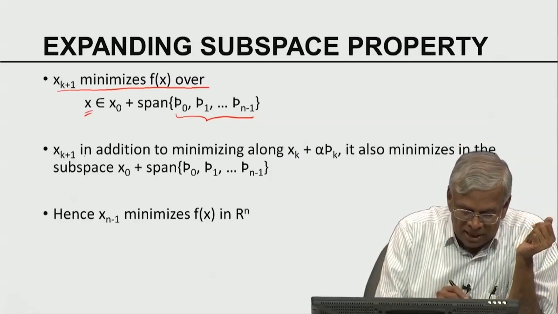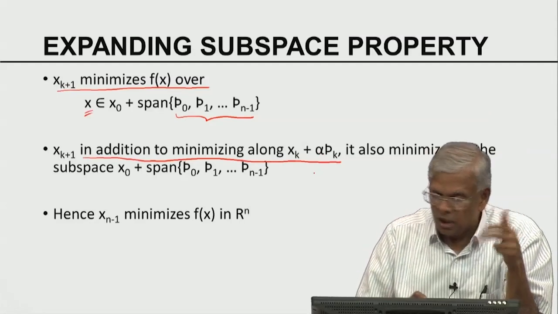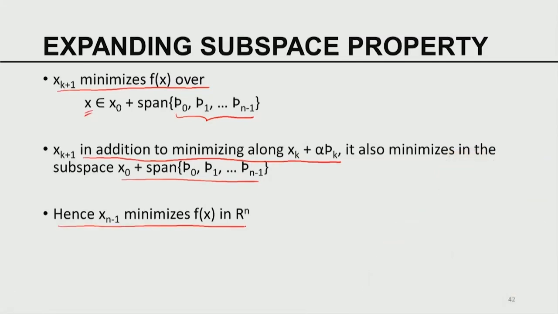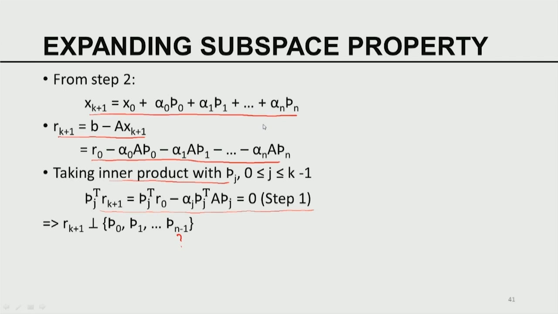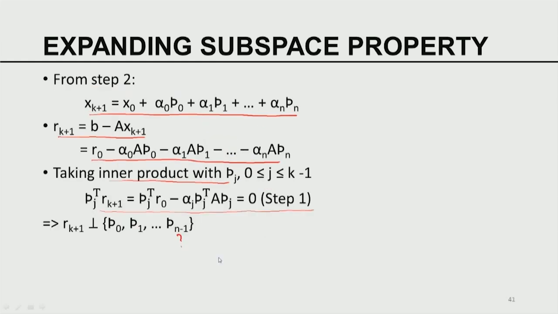So what is the basic idea? In addition to minimizing xk plus alpha pk, it also minimizes over the subspace. Therefore, xn minus 1 minimizes f of x over Rn. I believe this must be k. That's the correct way to look at it. I also believe this must be k. That is the foundation. This is k, this is also k. I will correct this. I will send a corrected version of these.